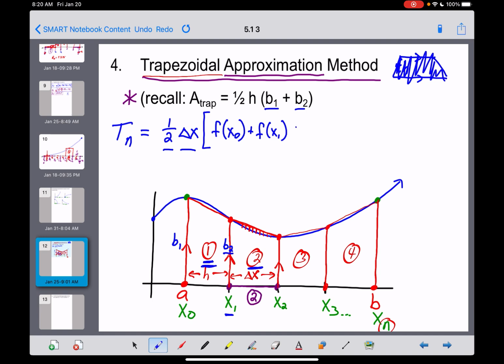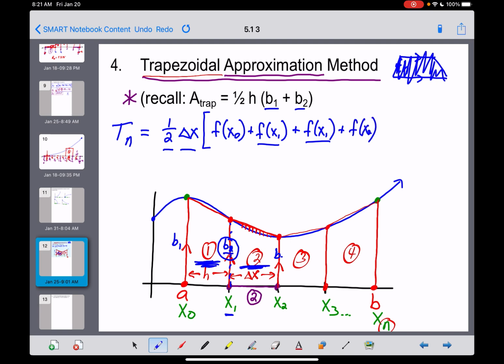I just now need to add the two bases of trapezoid number 2. So its left base, this one right here, is again f of x1. That's interesting, guys. The f of x1 shows up twice, and the reason why is because this vertical piece right here is both the right base of trapezoid number 1, and it's also the left base of trapezoid number 2. And then we'll add to that the right base of trapezoid number 2 right here, which is going to be f of x sub 2.